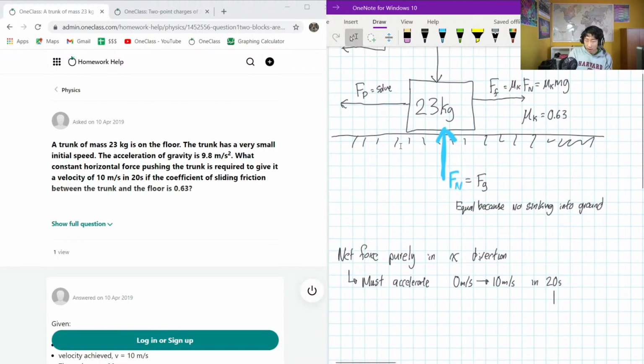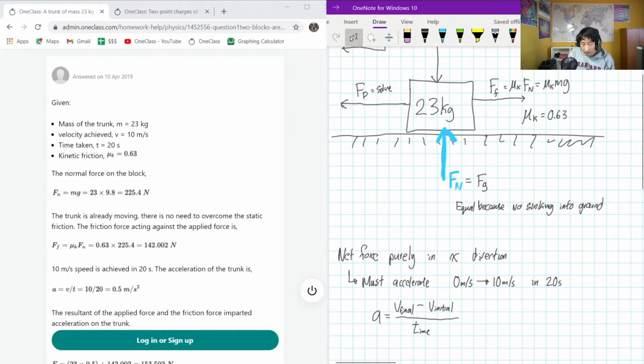Okay. So the acceleration that we're going to need is as follows. We know that our acceleration is going to be our v final minus our v initial, over the time that it takes for that change to happen. I believe that's how it's calculated here.